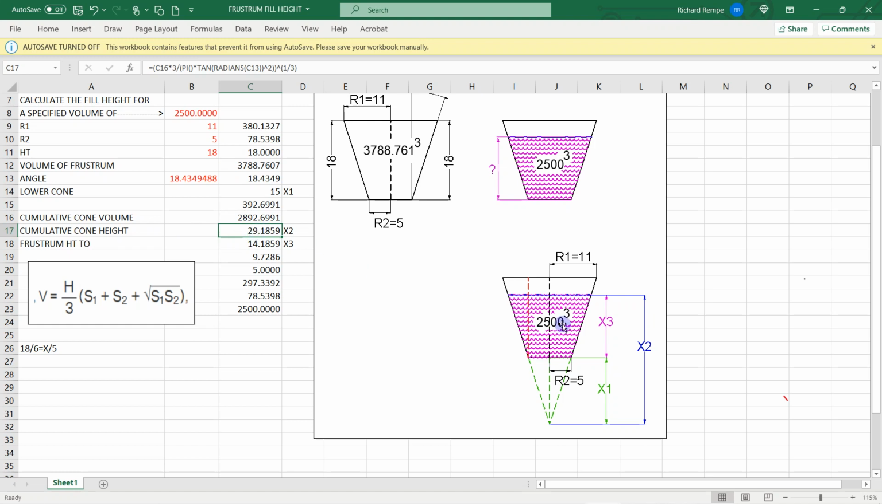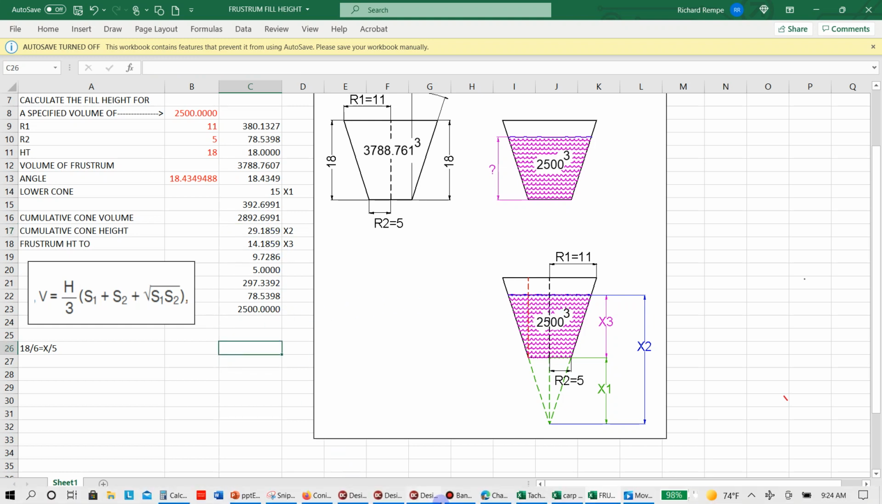Now we need to calculate this height, and this is where it gets a little bit of substitution. So let's go back. We're looking for 29.18.